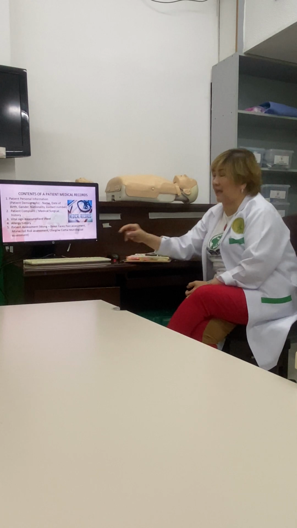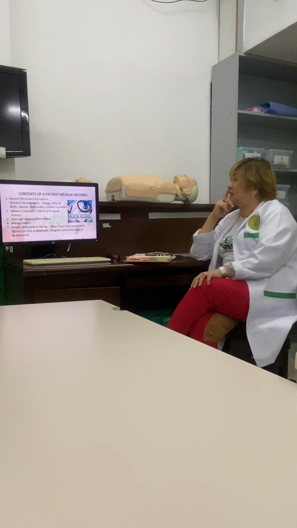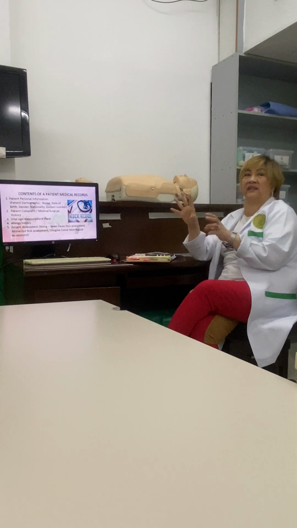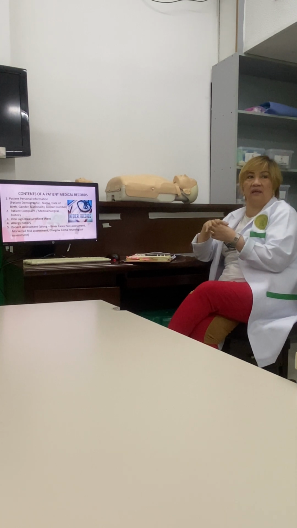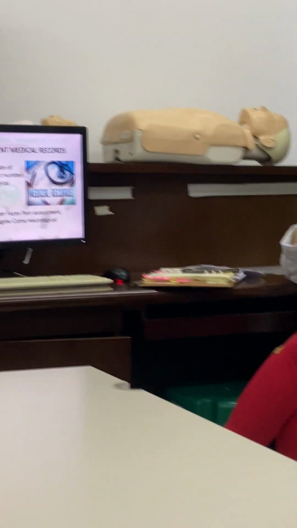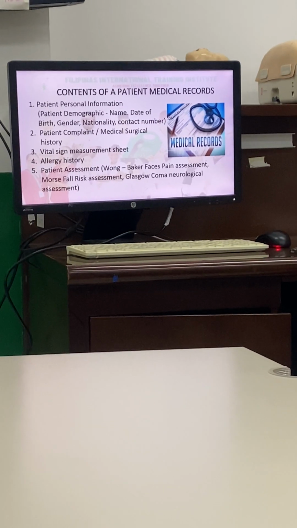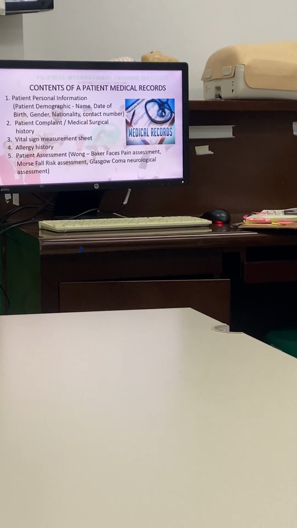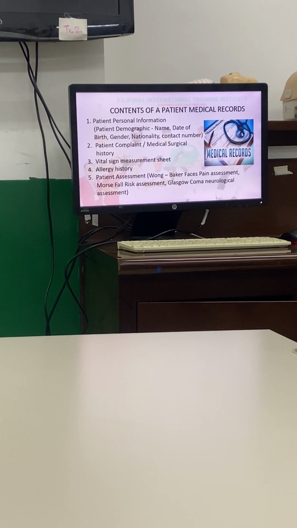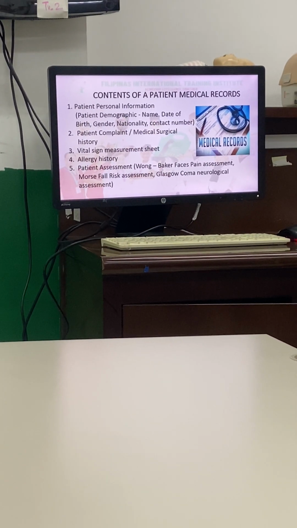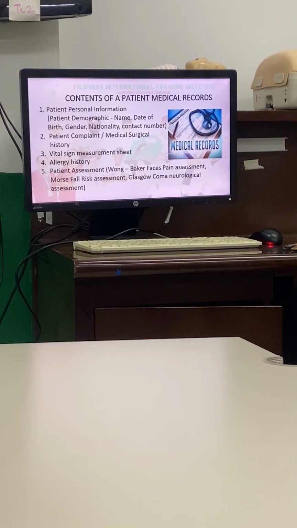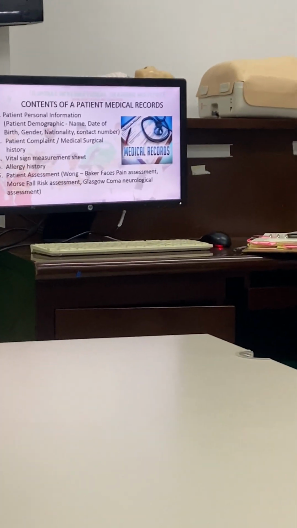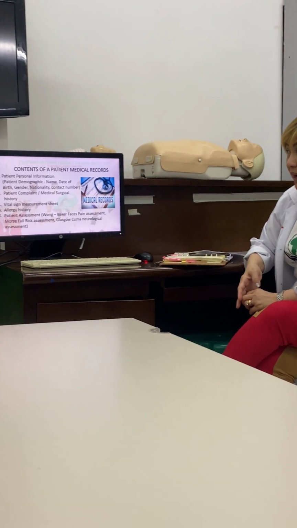So what else is there? What are the contents of the patient medical records? What will you find in a patient medical record? Number one, the patient demographic. When we say demographic, it's the personal information. Okay? Anywhere that you go, whenever they ask you for documentation, they begin with patient information, your patient details or your personal information. So the name, the date, the birthday, all of those are placed in demographic.